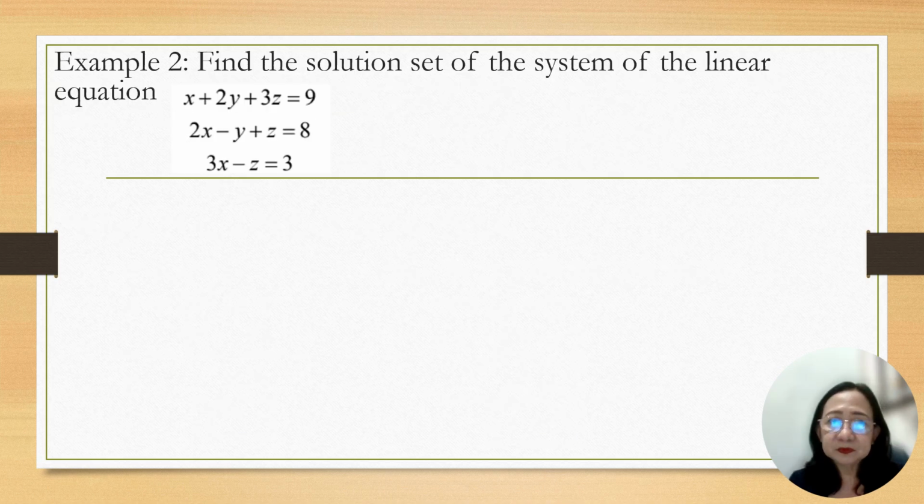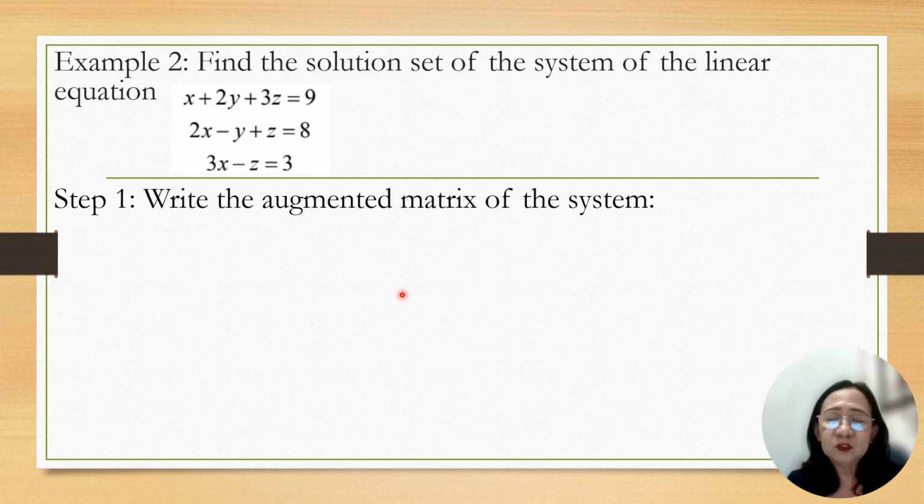Okay? Now let us take a look at our example number 2. Find the solution set of the system of linear equation x plus 2y plus 3z is equal to 9. That is the first equation. Then 2x minus y plus z is equal to 8. And 3x minus z is equal to 3. So our first step is to write the augmented matrix of the system.